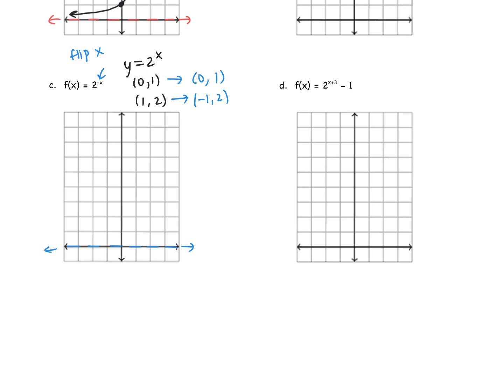So then I have 0, 1, negative 1, 2. It's going to be the same general shape. It's going to go up to infinity this time on the left side, and then it's going to hug the asymptote on the right. I'm going to be picky about you having arrows on the end, and I'm going to be picky about you approaching the asymptote but not crossing it.